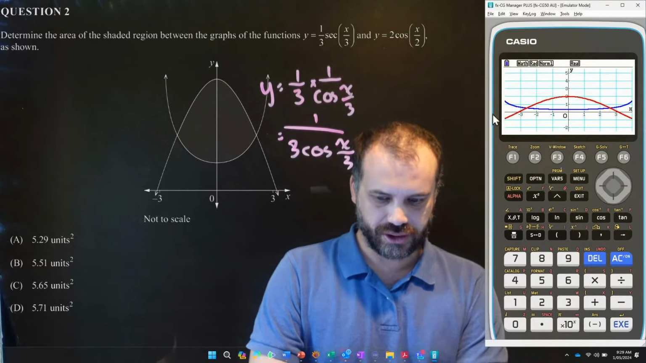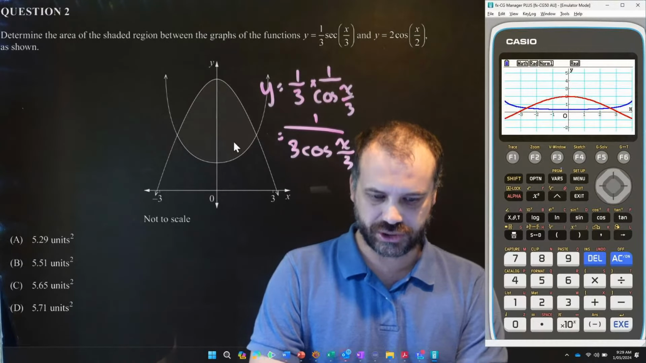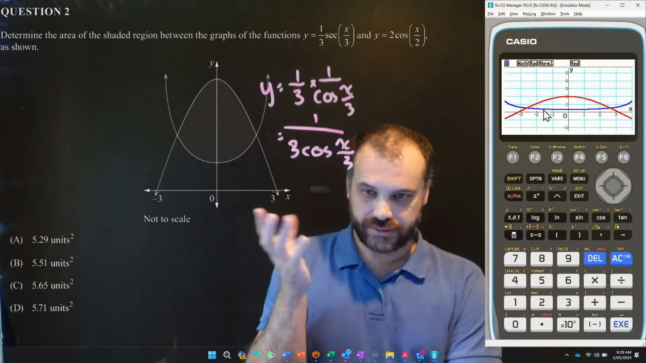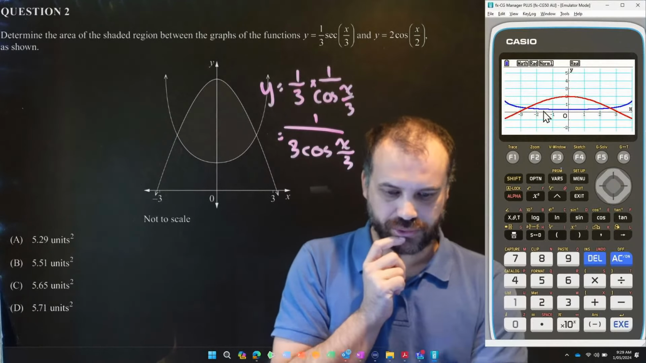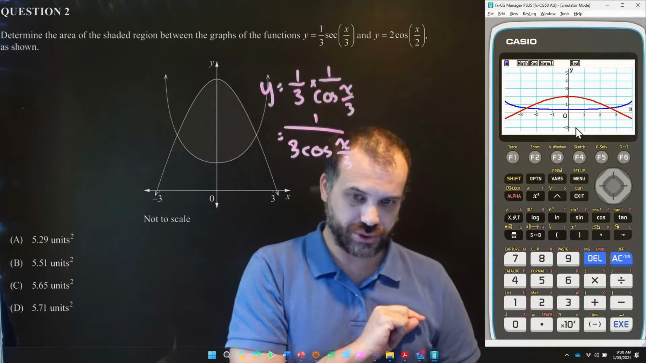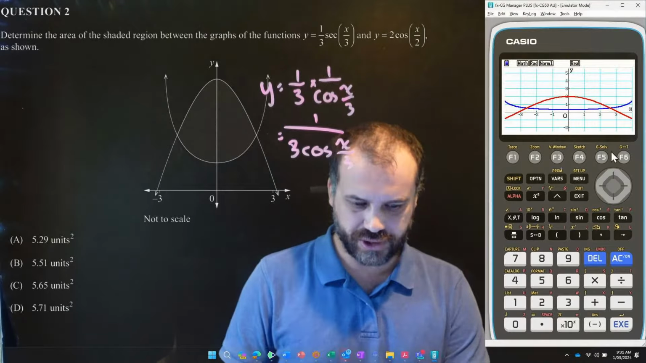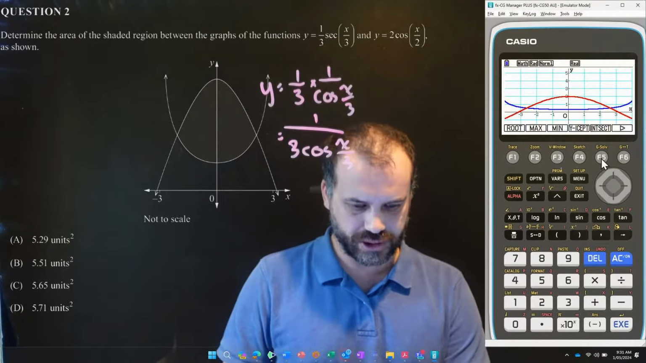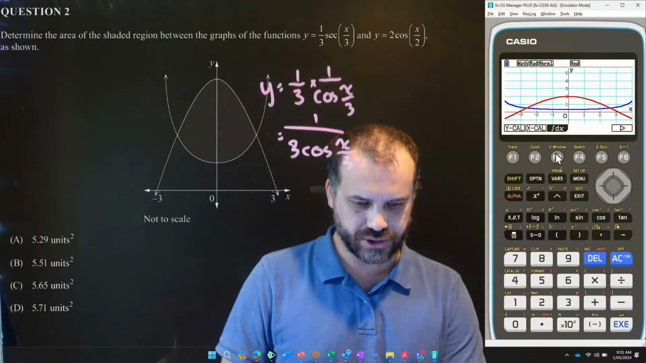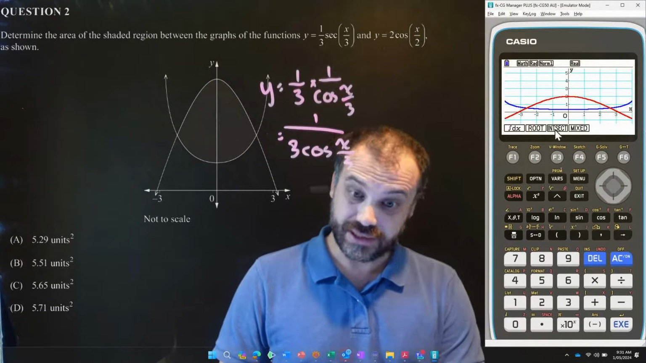Draw. Okay, and you can see, looks pretty much like this. The scale might be out on the x-axis, but roughly speaking, looks the same, so I'm feeling pretty good about this. And now we've just got to find the area between the two curves. So how do we do that? On different calculators it's different, but on this one we're going to g-solve it, and we're going to go all the way over here to where we've got our integral sign, and then intersect.